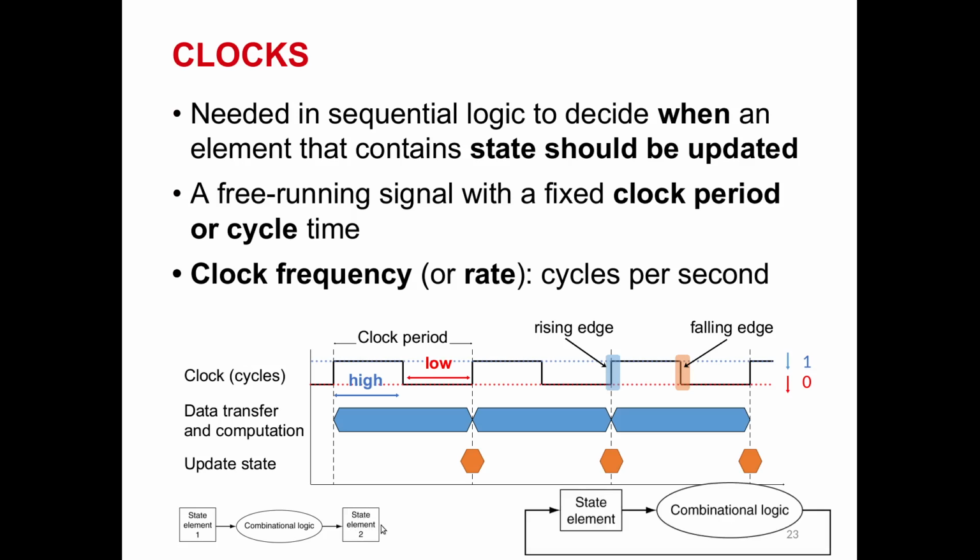The design will look like this. We have a state element, or some kind of memory or register. The value here goes into the combinational logic, and then it comes back to this memory when the clock changes, at the rising or falling edge of the clock. It depends on our design. The value of the combinational logic will be written back into the register and replace the old state with the new state in that memory.